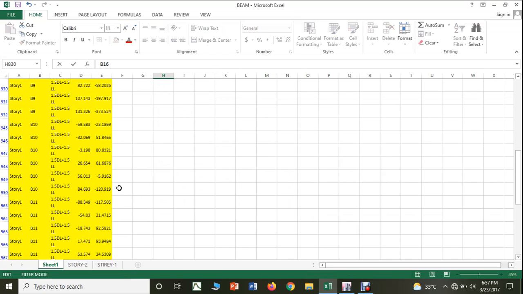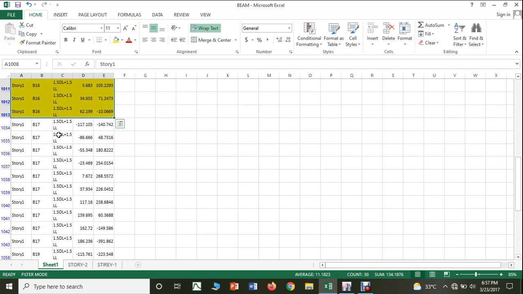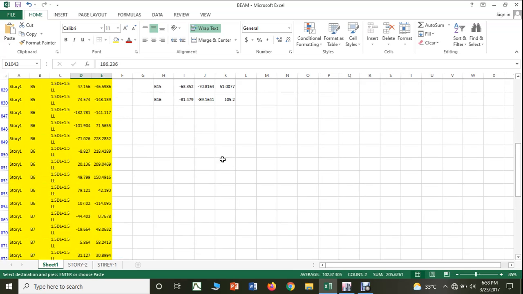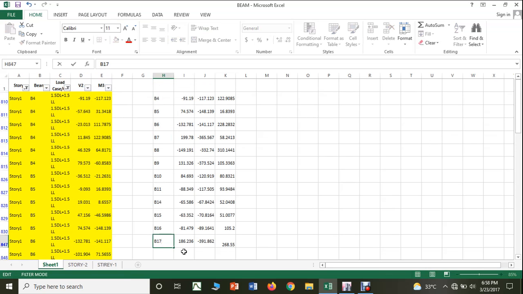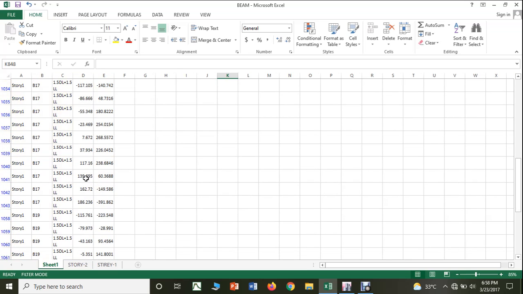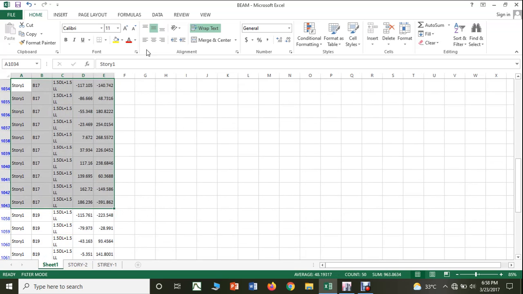Next you have beam 17. It is from here to here. You can see the highest value is this one and the highest positive value that you can have is 268.55. So 268.55 and it is beam 17, from here to here.